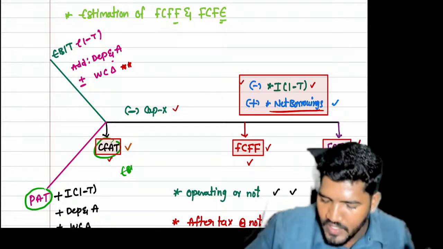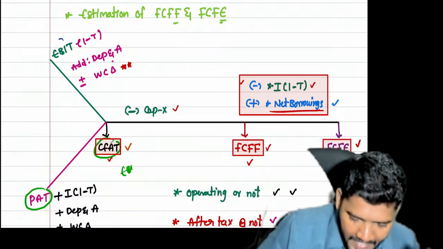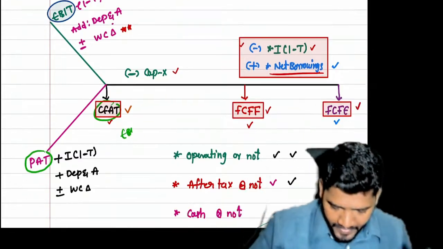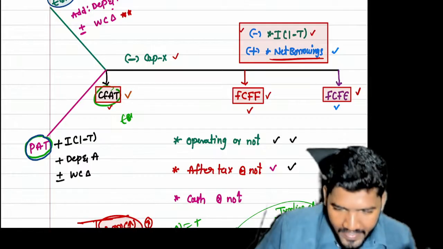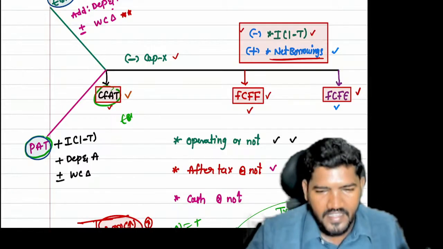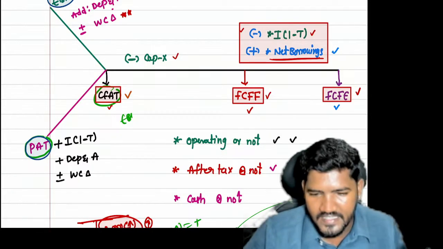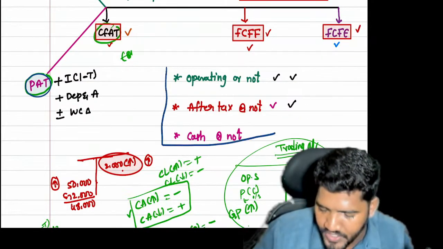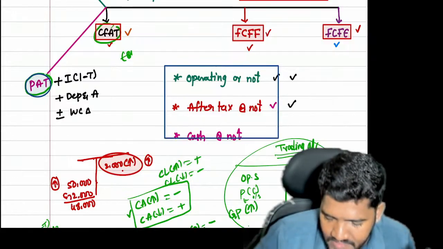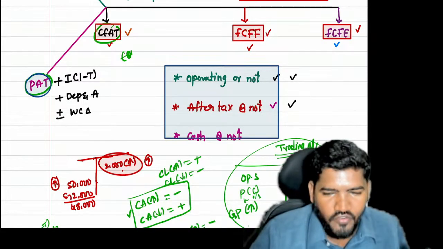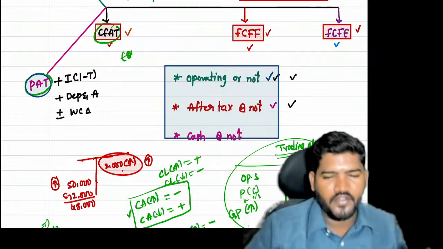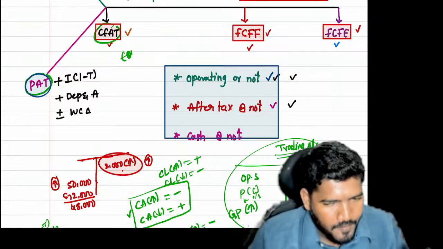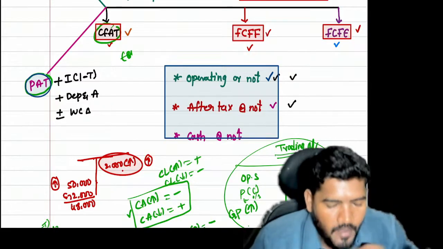Okay, sir, if they provide EBAT information, EAT information, sales information, or EBT information, you have to check these three conditions. What are the three conditions, guys? The first condition: is the given profit an operating profit or not? If it is an operating profit, continue with the procedure. If it is not, convert the given profit into operating profit.